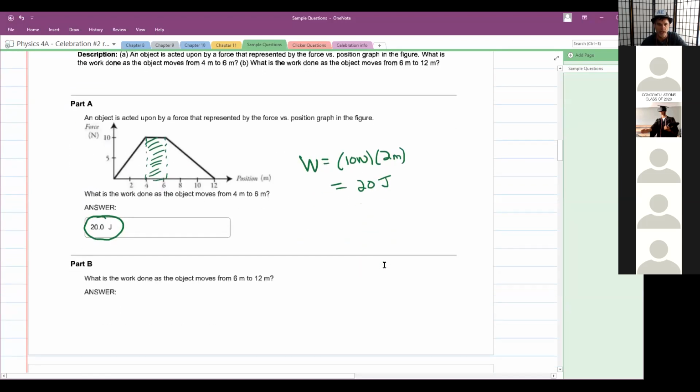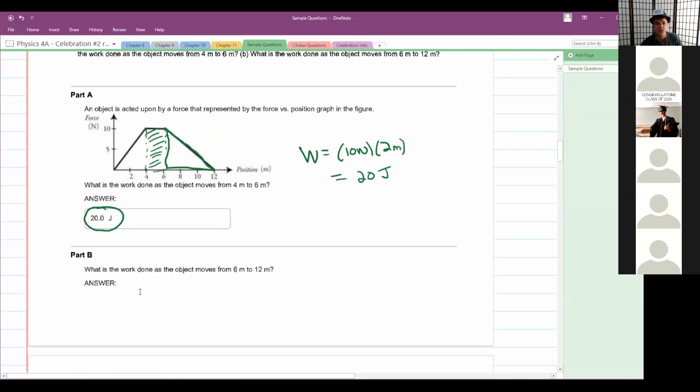And then if I was looking at the work from 6 to 12 meters, in this case, it would just be the area of this triangle. And again, I'll let you do that. You can find that it ends up being 30 joules.